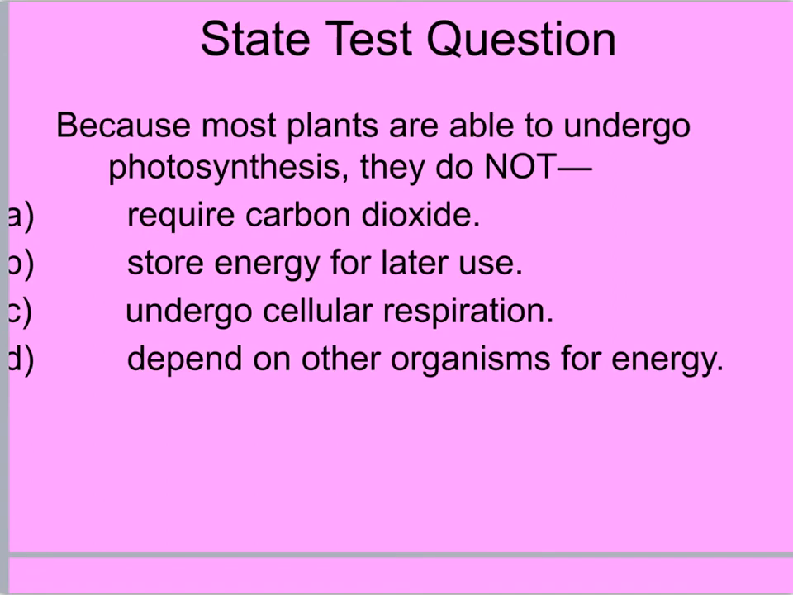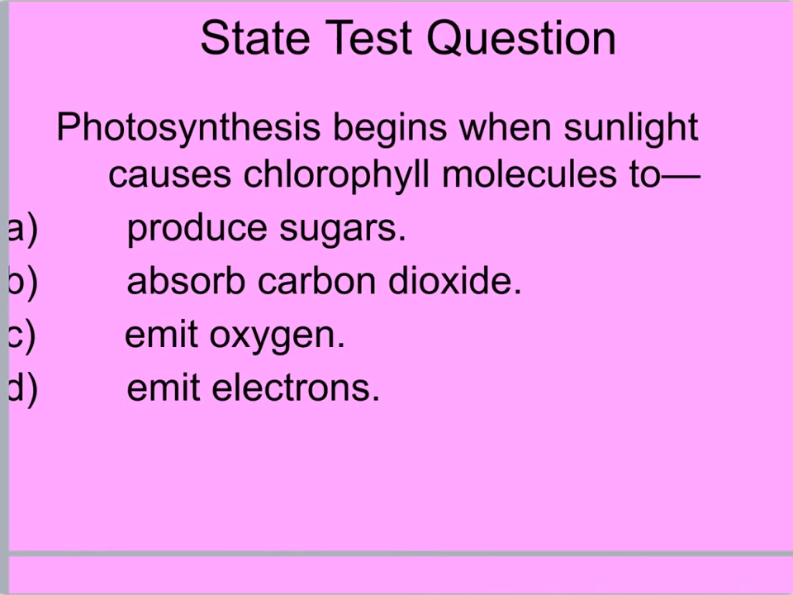Because most plants are able to undergo photosynthesis, they do not, well, hopefully you know that photosynthesis helps plants make their own food. So because of that, they do not depend on other organisms for energy. Photosynthesis begins when sunlight causes chlorophyll molecules to, hopefully you recalled, when that sunlight photon hits, it causes an electron to be emitted.